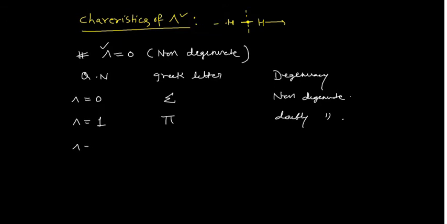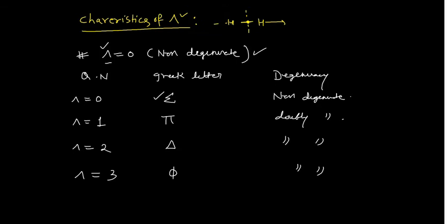And when your lambda equals to 2, then you may write it as delta, and this delta is also doubly degenerate. And if your lambda equals to 3, then you will use phi, and it is also doubly degenerate. That's why I already told you, whenever this value is 0, it is non-degenerate, and for this non-degenerate state you will use this Greek letter for the spectroscopic term, that would be sigma. It is very important, guys, to understand this thing.